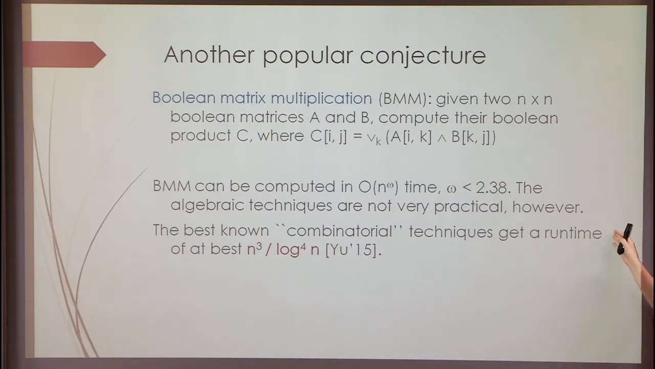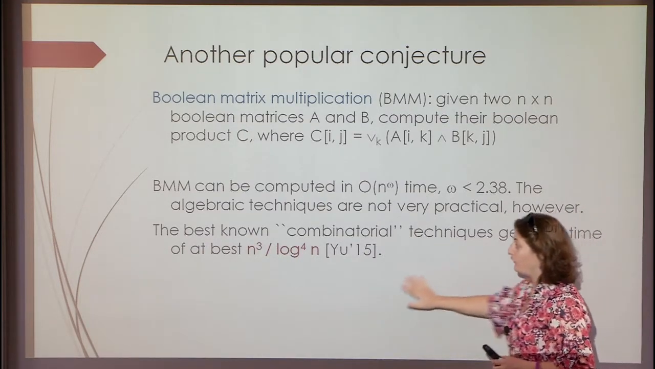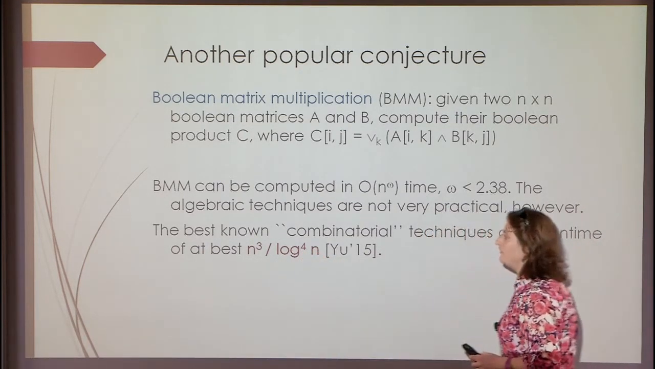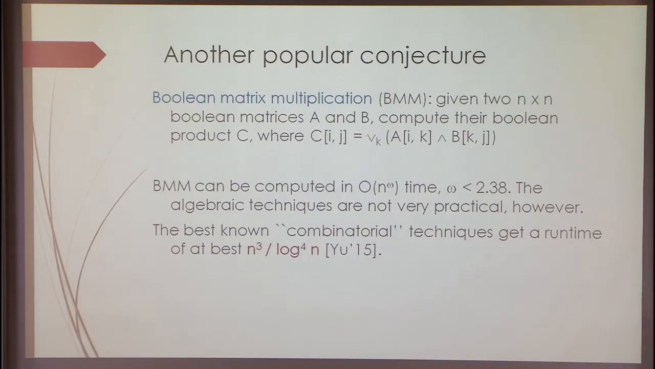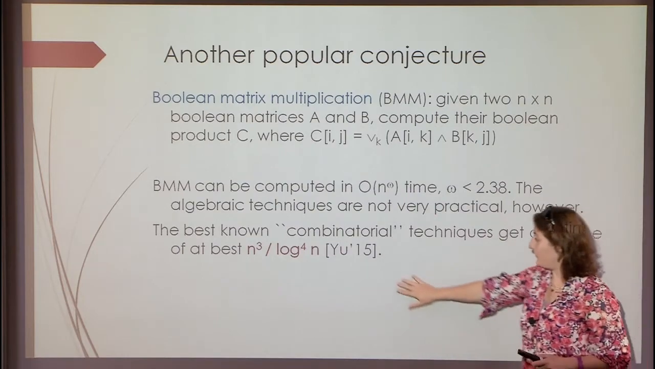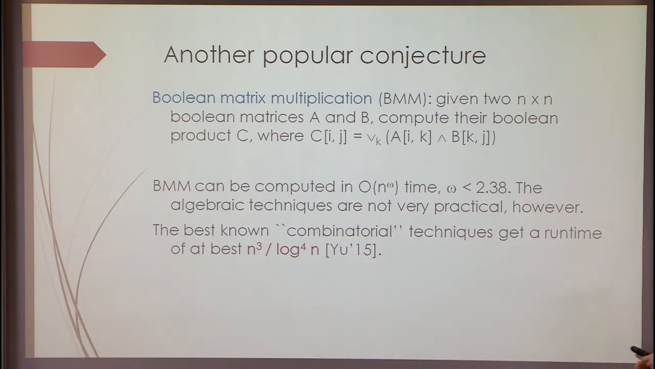So actually there are algorithms that do not use the big algebraic framework that we have that obtain polylogarithmic improvements over n cubed. And the best such algorithm was recently discovered by one of our grad students, Huacheng Yu, and he got n cubed over log to the 4 n. This was an improvement over many years. The original Four Russians algorithm got n cubed over log squared n.